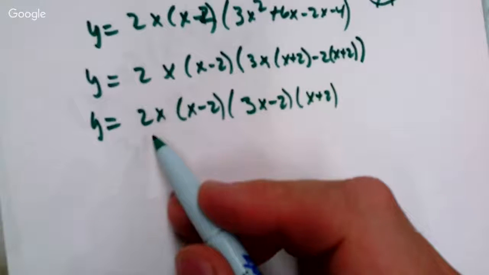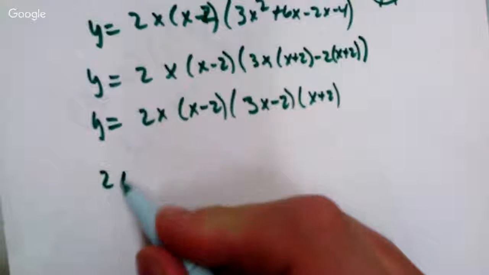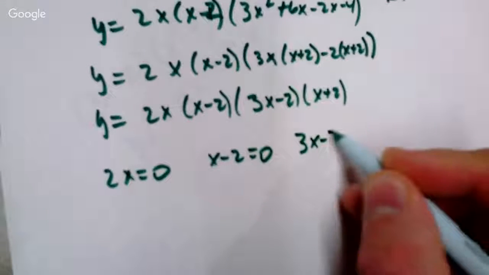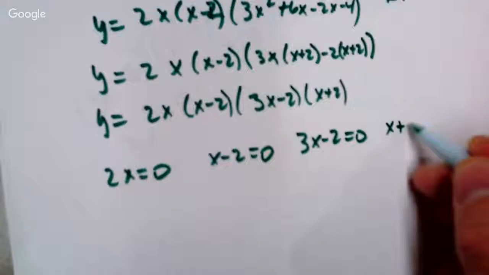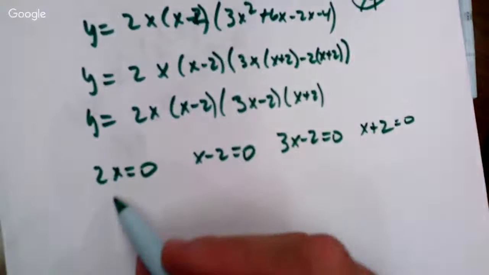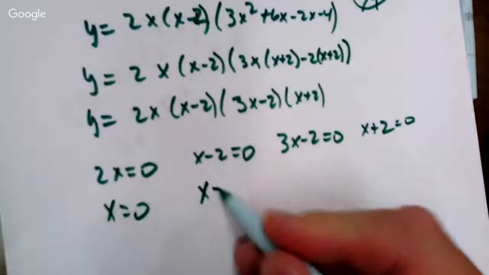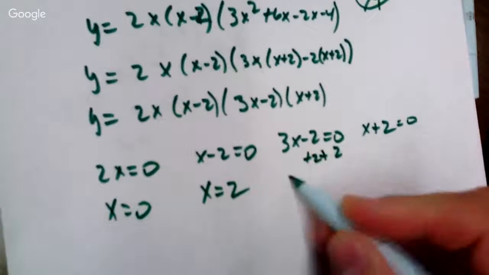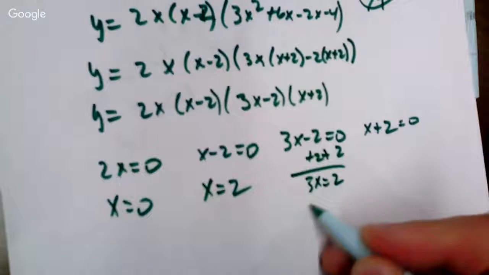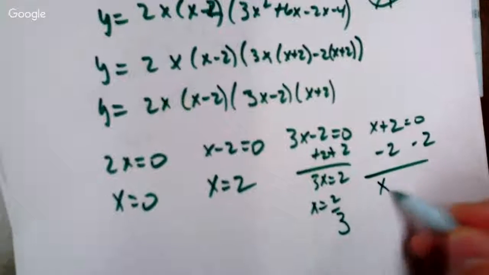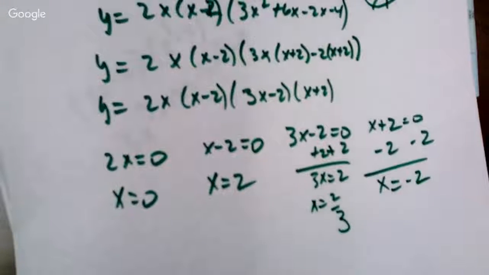How do we find our x-intercepts? We set each one of those equal to 0. What do we do here? Ooh, this one's a little bit tougher. Plus 2, plus 2. And what do we do here? All right, so that's where it crosses our x-axis.